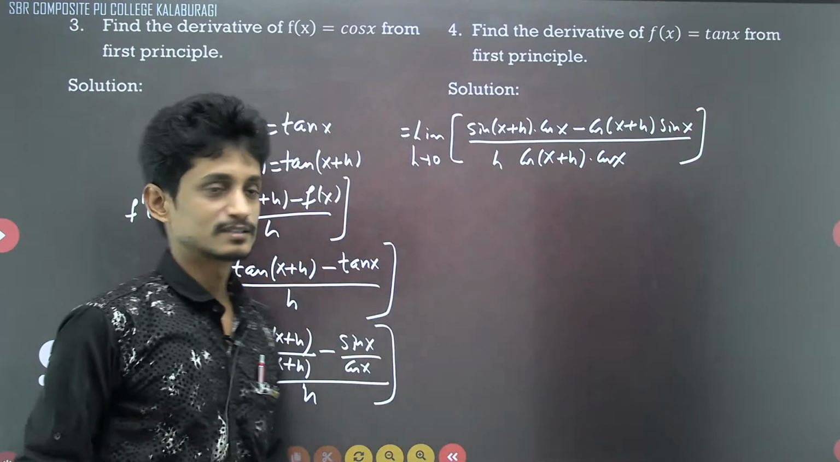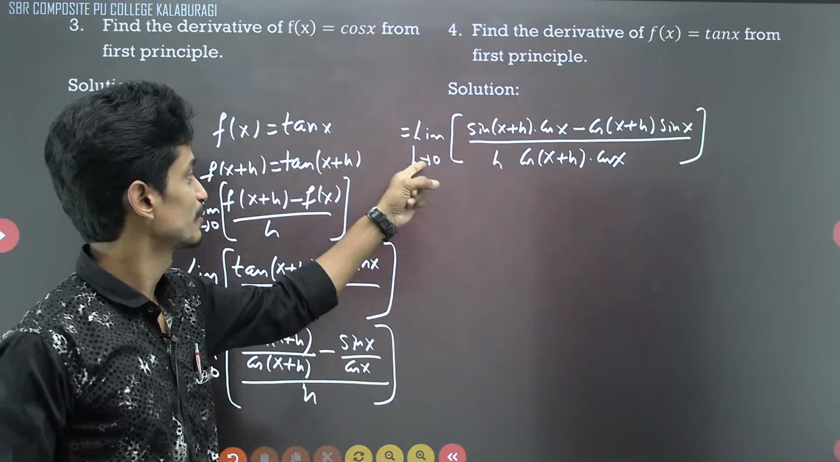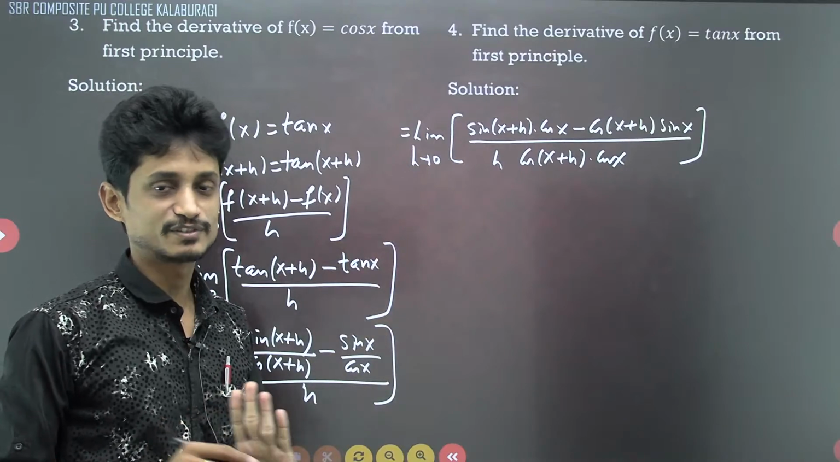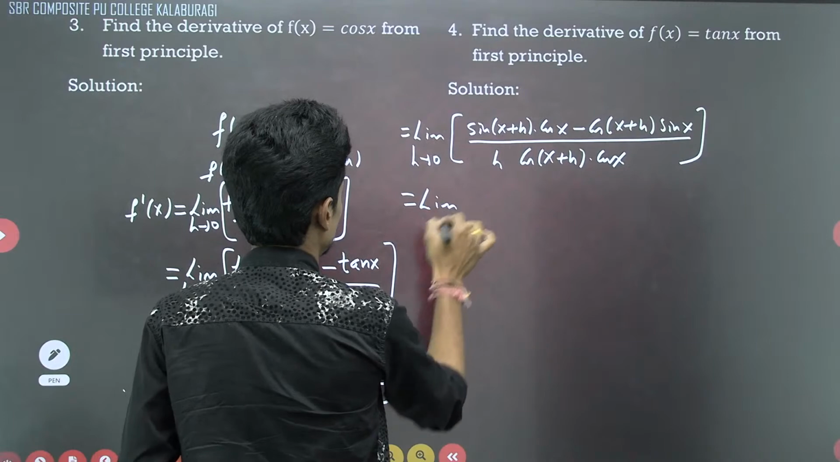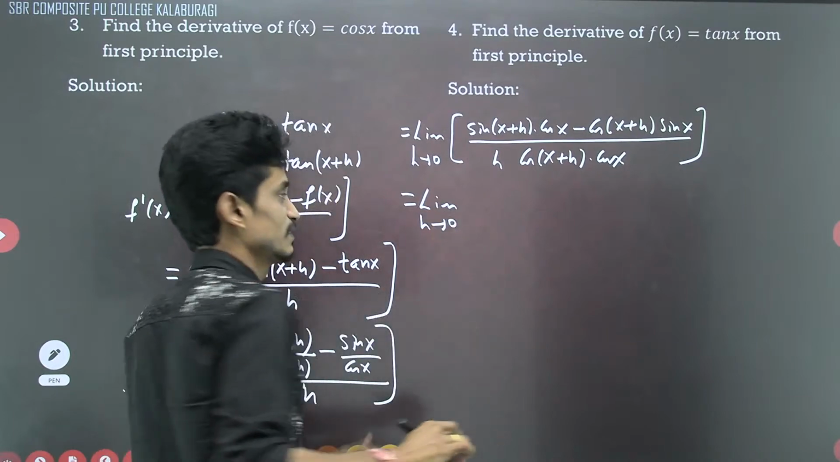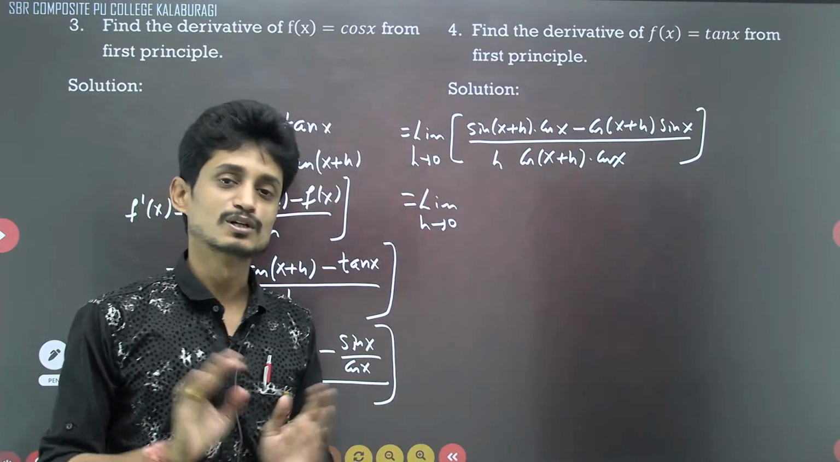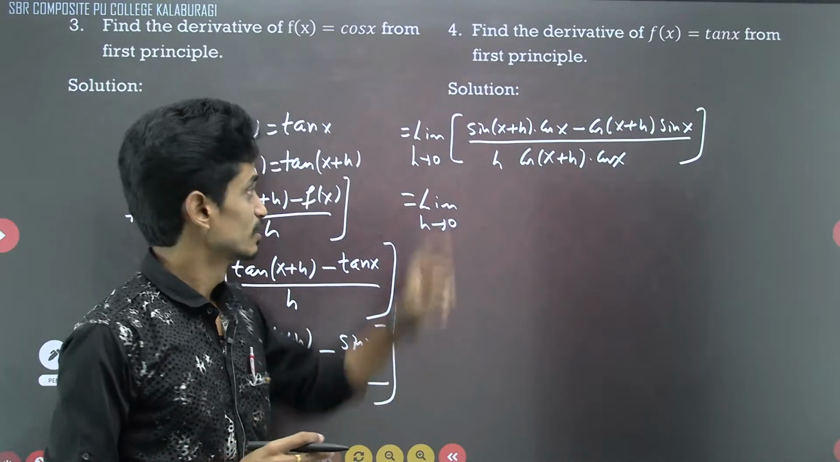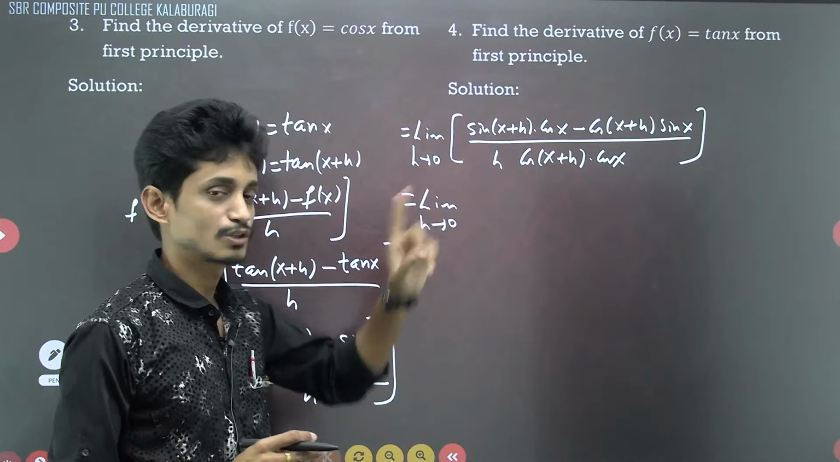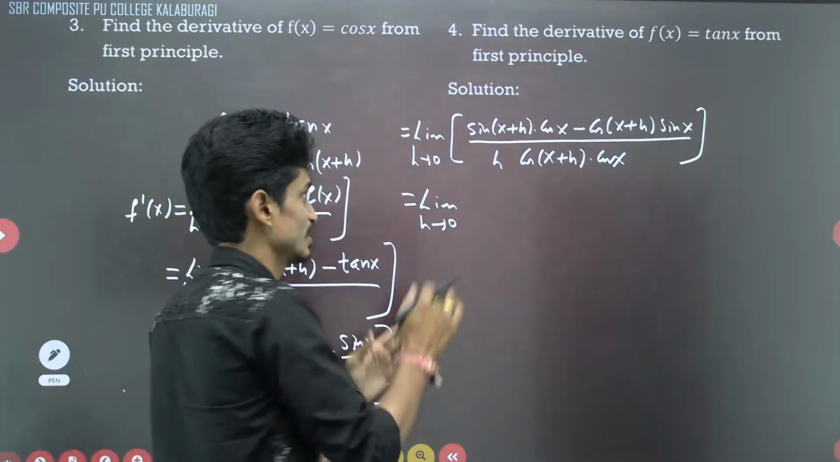It's clear? Then too we can't substitute our h value because again it will be indeterminate form, 0 by 0. So when we make it free from 0 by 0, at that time we can substitute and we will get the value. Here the denominator is h, and h tending to 0 means try to eliminate h or arrange it in any standard form.